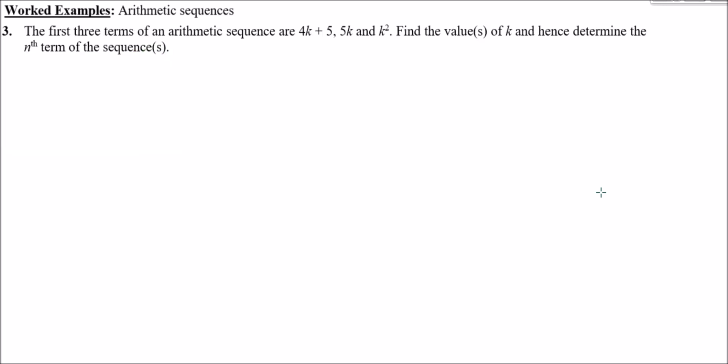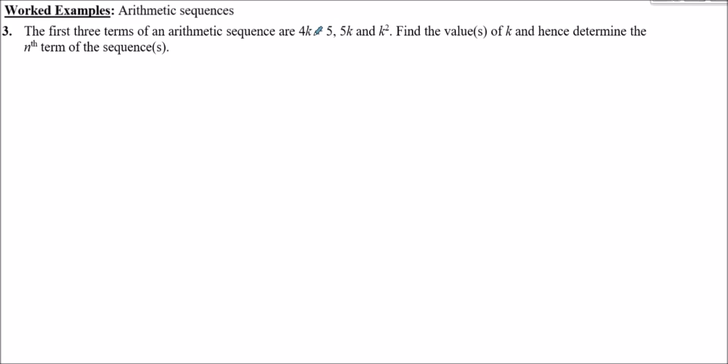So the first three terms of an arithmetic sequence are 4k plus 5, then 5k, and finally k squared. Find the value or values of k, hence determine the nth term of the sequence or sequences. So the hint here, there might be more than one value of k. So it's an arithmetic sequence. This tells us that the common difference is constant.